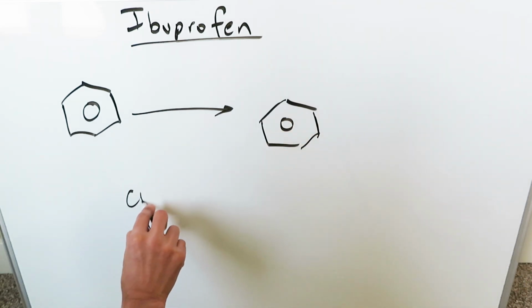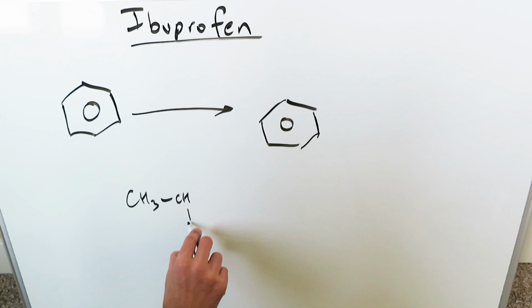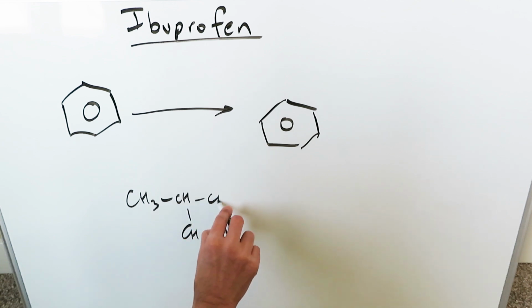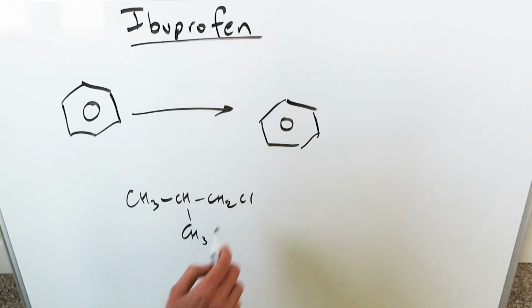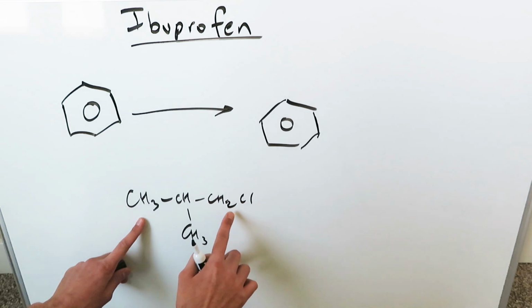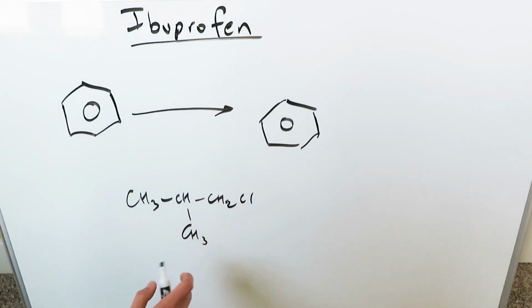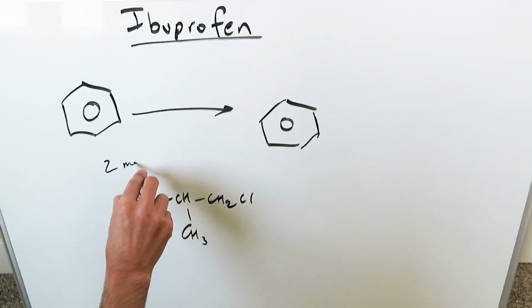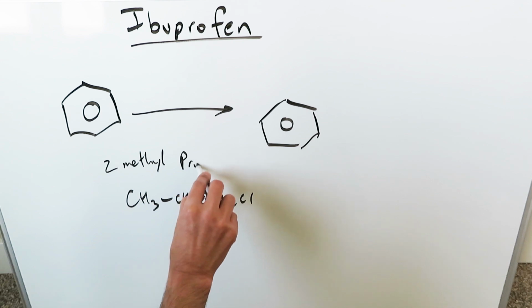Let's draw it out for you. You have CH3, you have CH, CH3, and then CH2Cl. This has to be added on. When you're looking at it, you have 1, 2, 3 carbons, you have one over here, you have two-methyl, 1, 2, 3 propyl chloride.